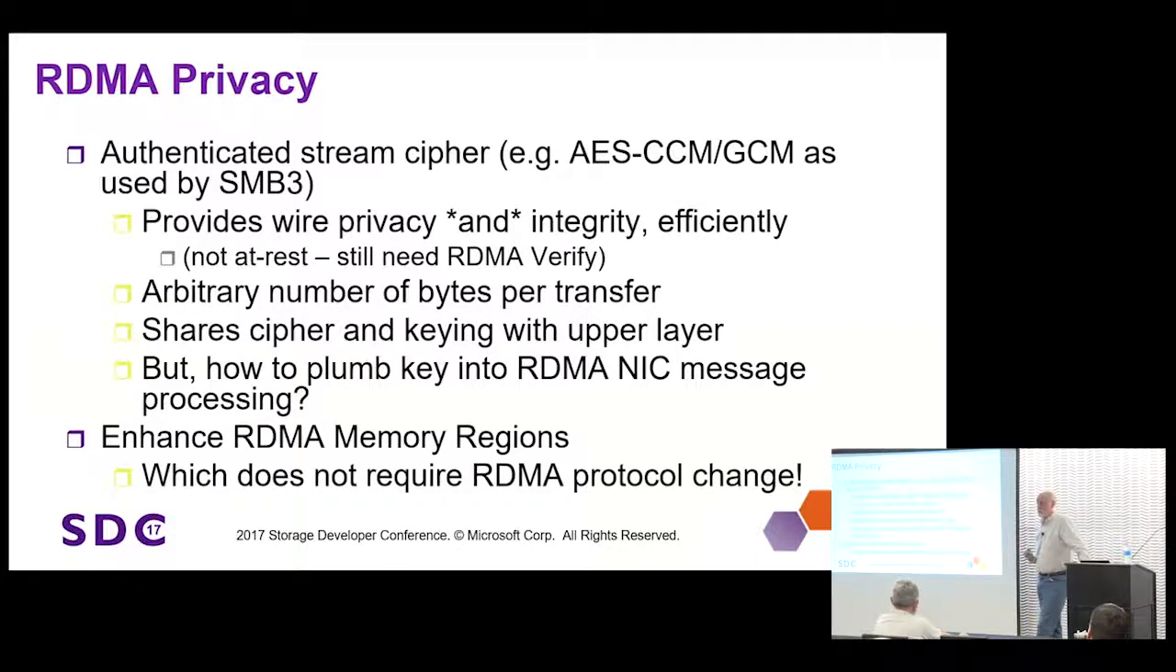If your upper layer is using this, like SMB does, we use CCM and GCM. GCM is preferred nowadays because of the capabilities of modern hardware. But if you share that cipher and keying with the upper layer, well, the upper layer has the keys, right? And the keys came from the user, which were under control of the upper layer. So it's very desirable to do that.